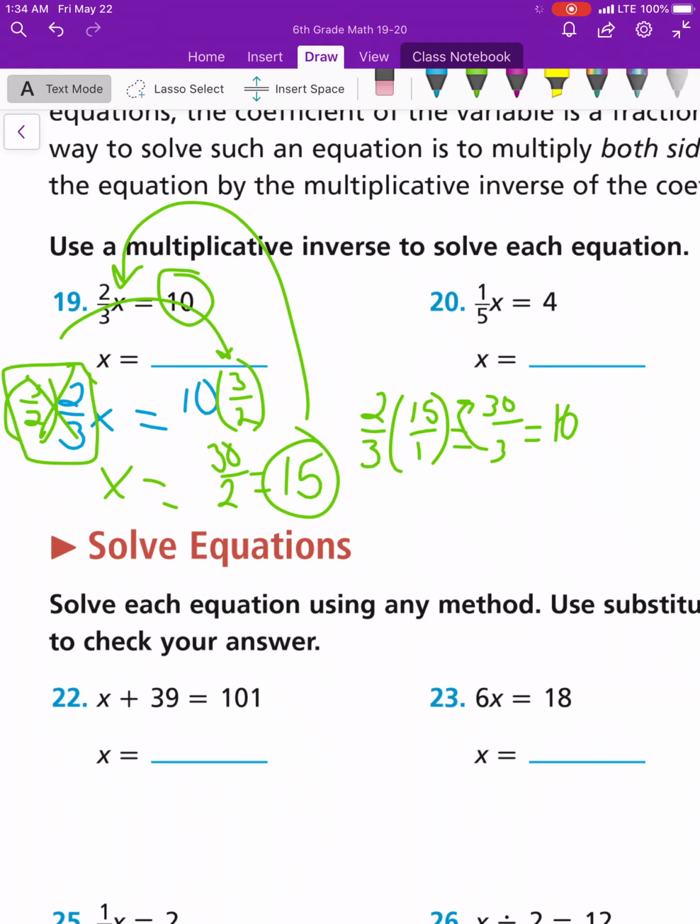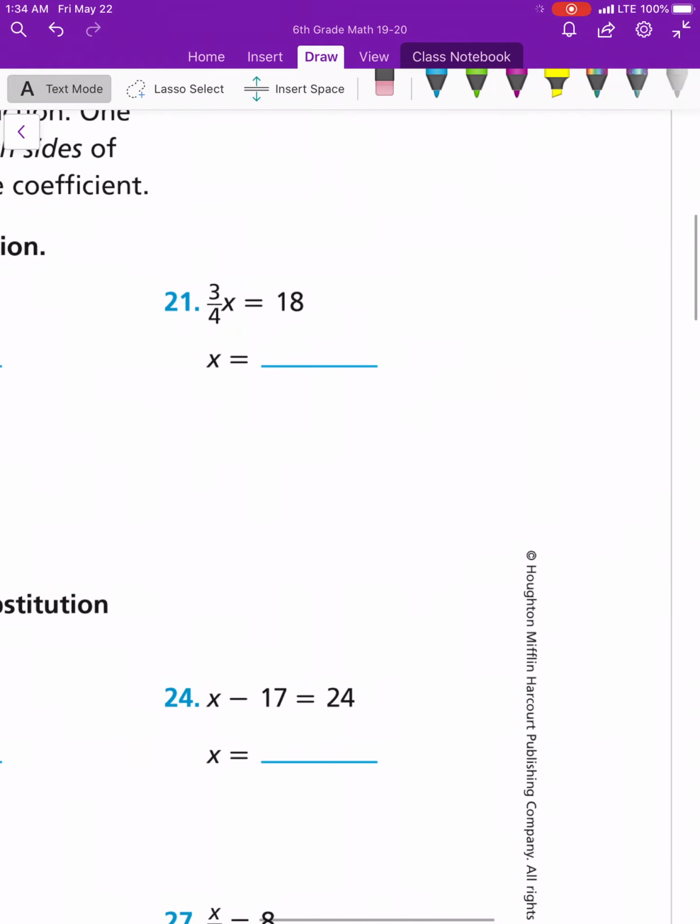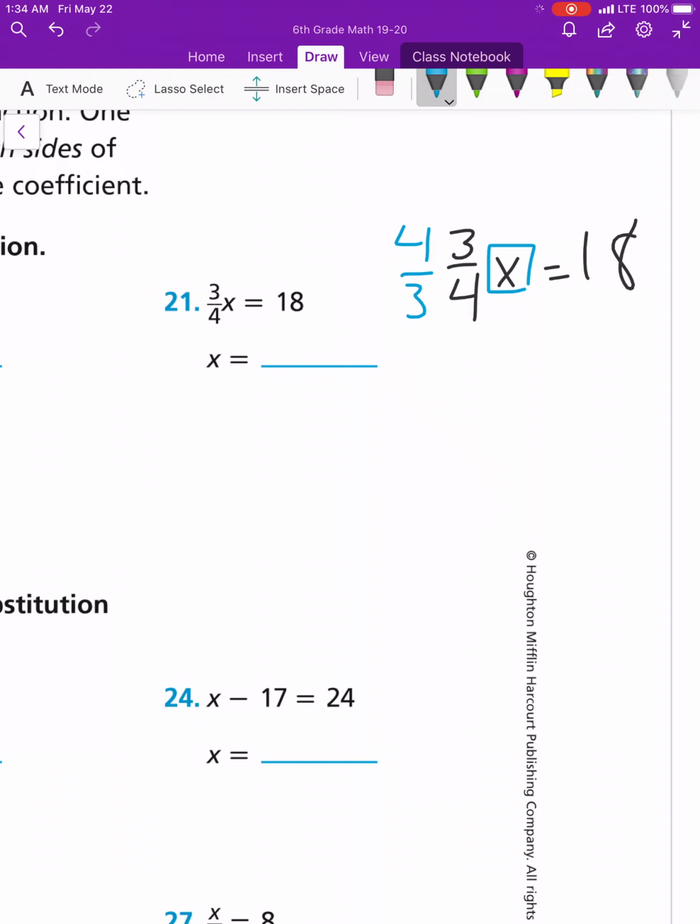I'm going to skip number 20 because I'm doing odd numbers today. I'm going to rewrite this to be 3/4 x equals 18. Okay. Multiplicative inverse, because I want to get this x all by itself. So I'm going to multiply it by 4/3. Whatever I do to one side, I need to do to the other. These go away because 4/3 times 3/4 is 1, so I'm left with x.